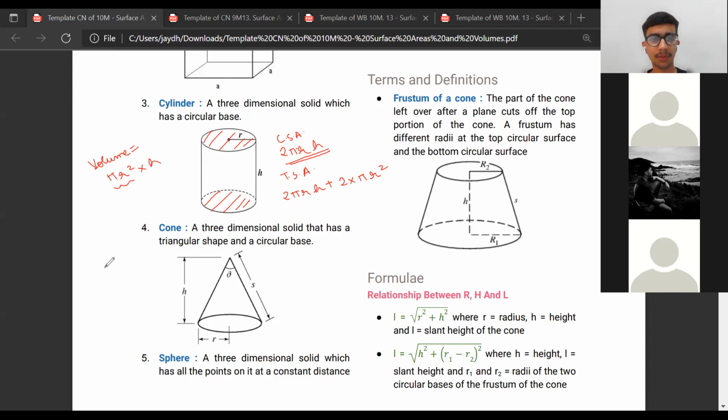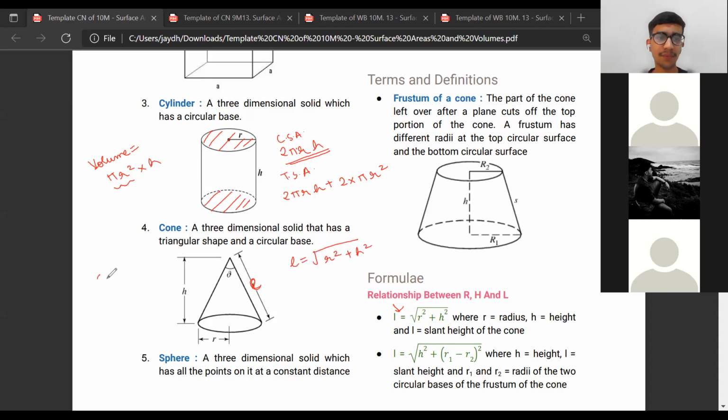Okay, now let's talk about the cone. So in a cone we have H, we have R, and we have a slant height. Let's say I write it in terms of L. So the relation between L, H, and R is what? L is equal to square root of R square plus H square. Okay, it's written over here.